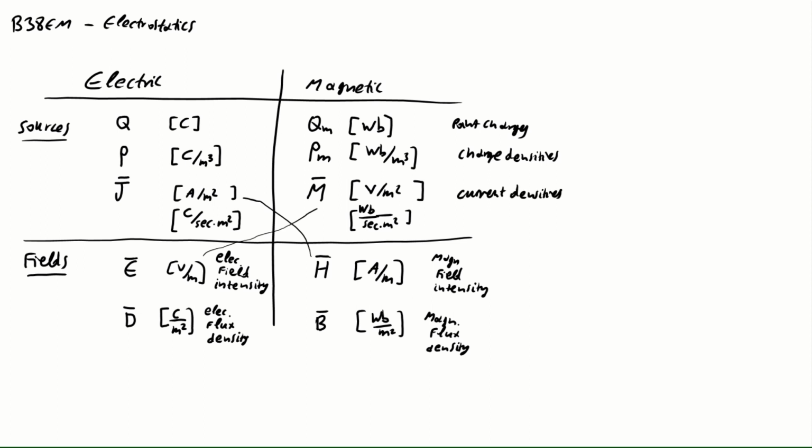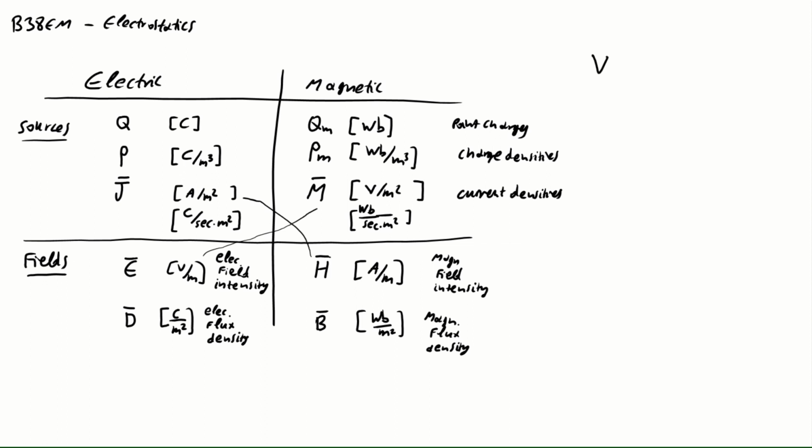So now that we have defined the fields and the sources, we can take a look at the units and try to understand what Maxwell's equations tell us. Maxwell's equations are a set of equations that is always true. And there are four equations. The first two, we will talk about them later.